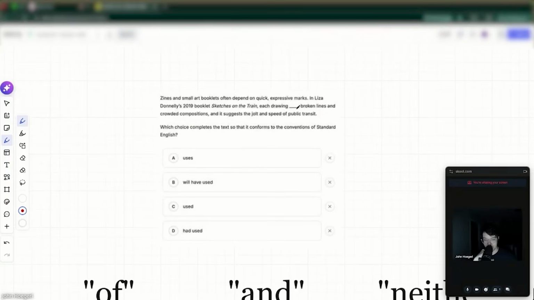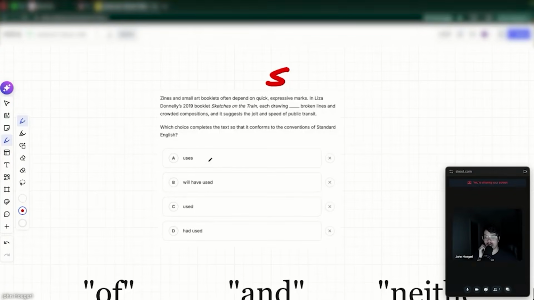It ends in S. This one here: "In Liza Donnelly's 2019 booklet, Sketches on a Train, each drawing blank broken line." So drawing, again, that would be a singular thing. Drawing does something, so we have to find a singular verb. Out of the options we see here, the only one that would be singular would again be A, because it is the only one that says "uses."